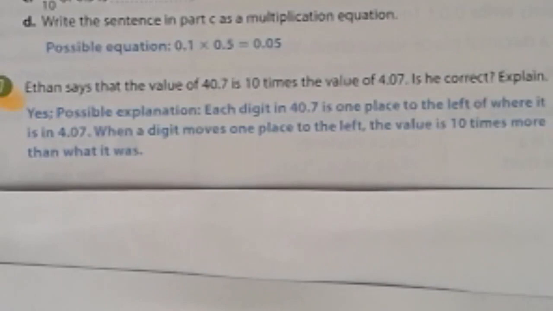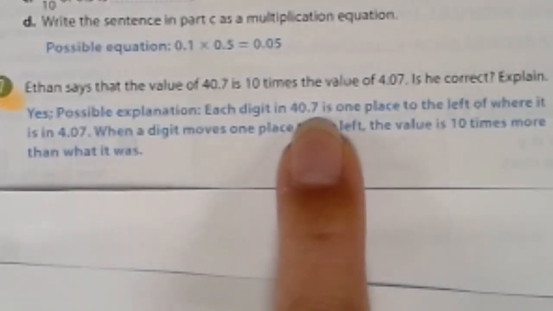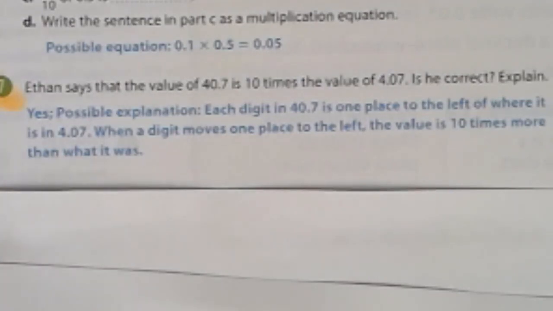Well, we know because the digits moved left. All the digits in this number, 4 and 7 hundredths, moved left one place value to 4 and 7 tenths. So yes, he's correct. Each digit in 40 and 7 tenths is one place to the left of where it was in 4 and 7 hundredths. We know when we move left, it's 10 times the value.